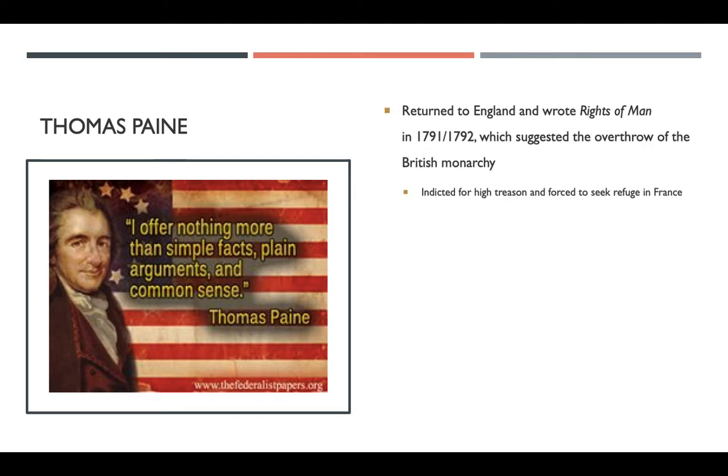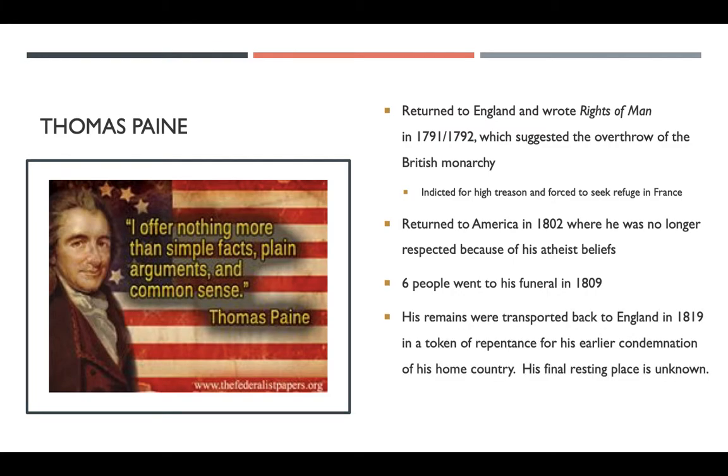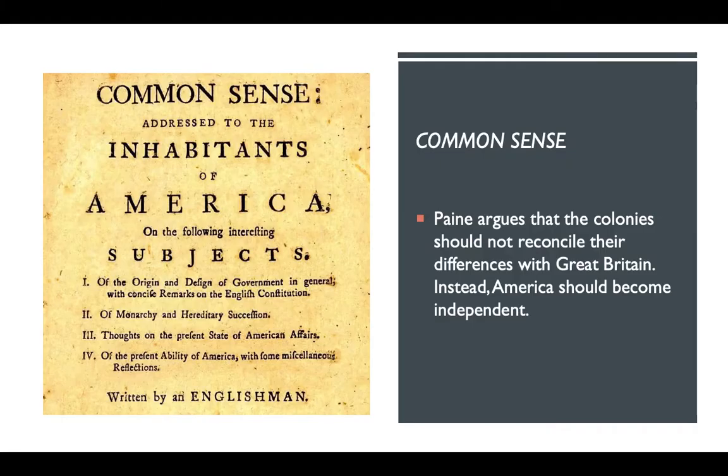He returned to England and wrote Rights of Man in 1791 and 1792, which suggested the overthrow of the British monarchy, and for this he was indicted for high treason and forced to seek refuge in France. He returned to America in 1802, where he was no longer respected because of his atheist beliefs. Six people went to his funeral in 1809, and then his remains were transported back to England in 1819 as a token of repentance for his earlier condemnation of his home country, and his final resting place is unknown.